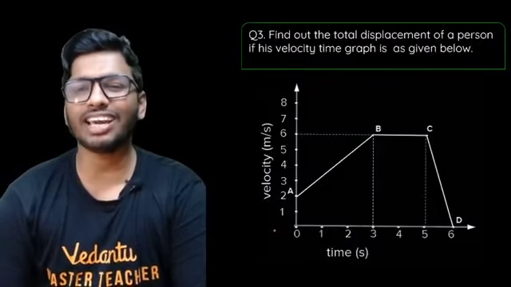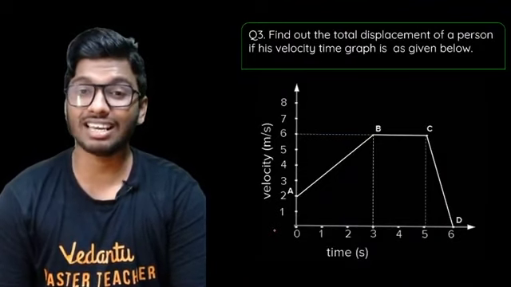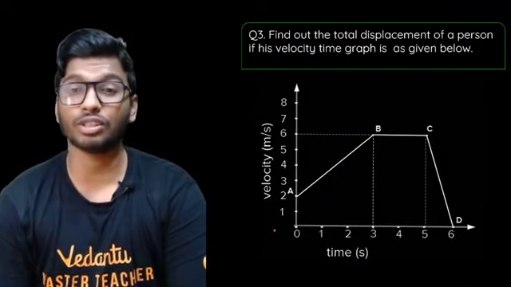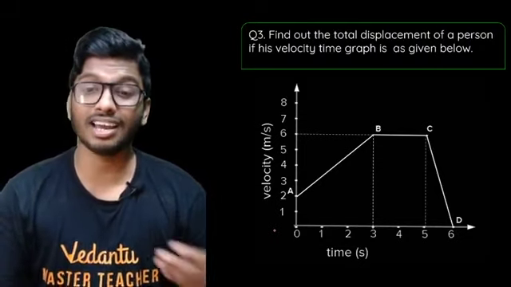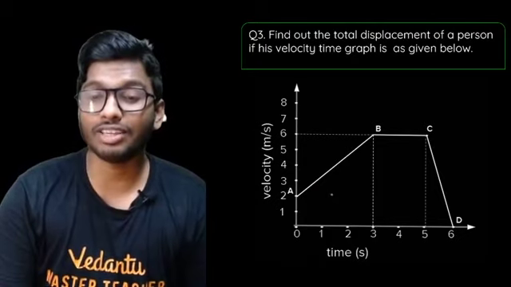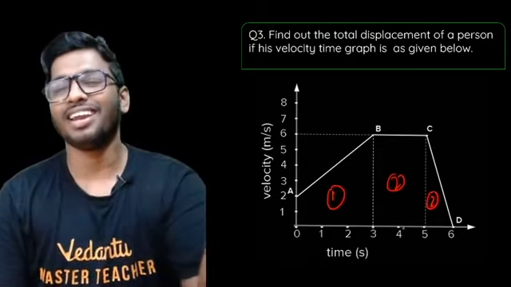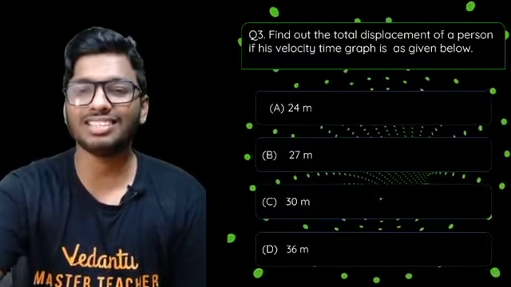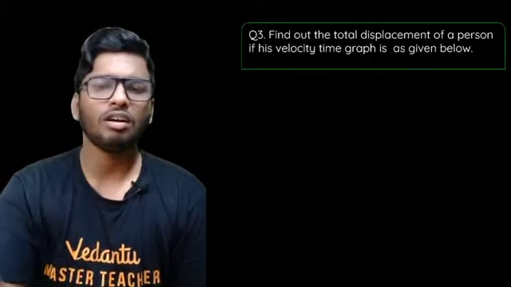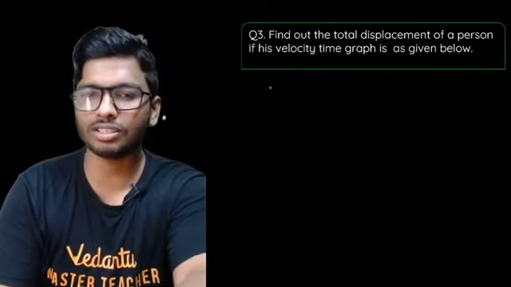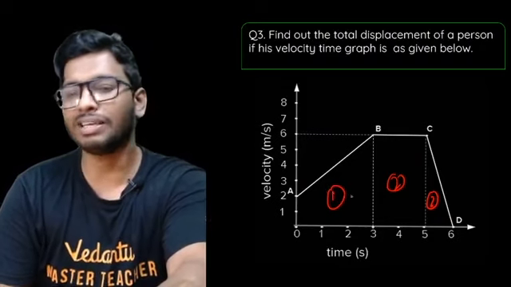Here it is: find the total displacement of a person if his velocity time graph is as given below. They've given you the graph, and you're supposed to find the total displacement. Once again, guys, it's actually pretty straightforward. Find the area of this one, find the area of this one, find the area of this one, add them all up, and it'll give you the displacement. Your options are 27 meters, 30 meters, or 36 meters. I am going to solve this question for you guys. To find the area of the first one, it's basically a trapezium.